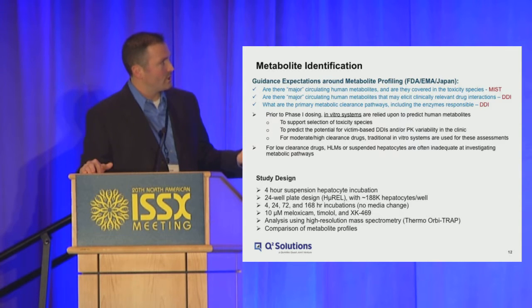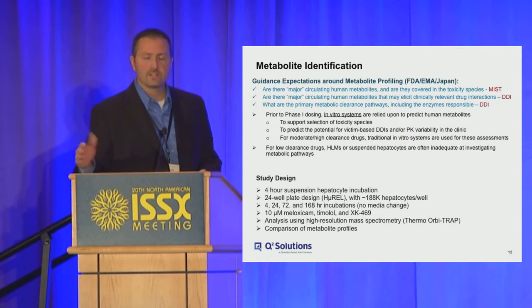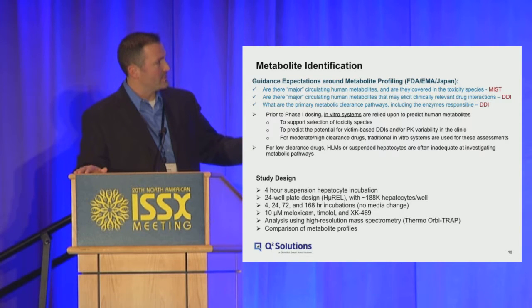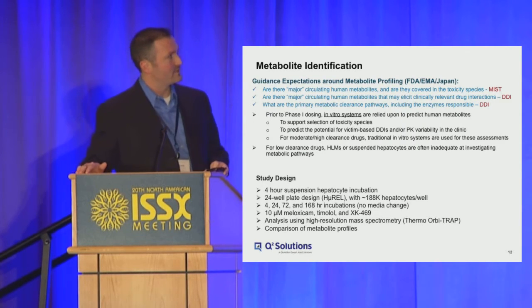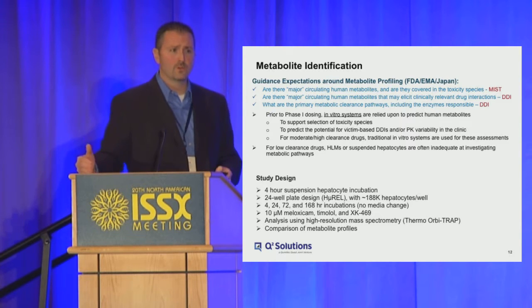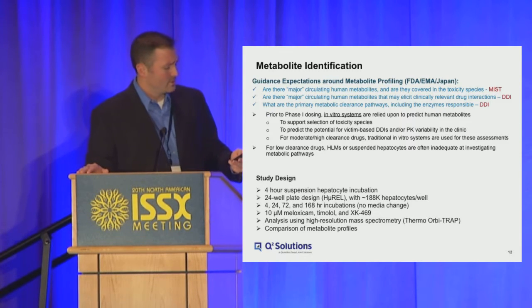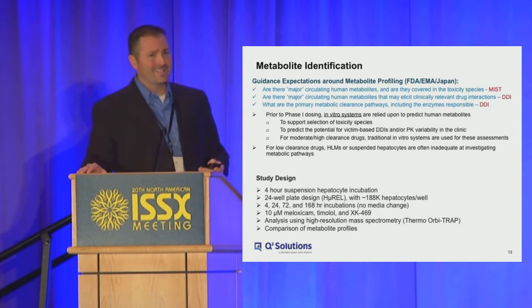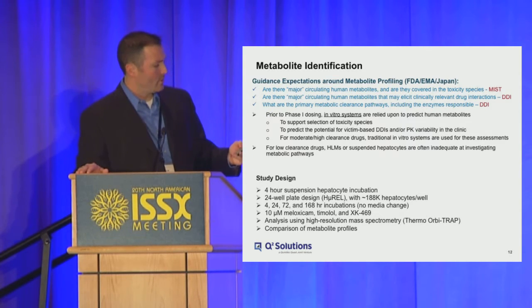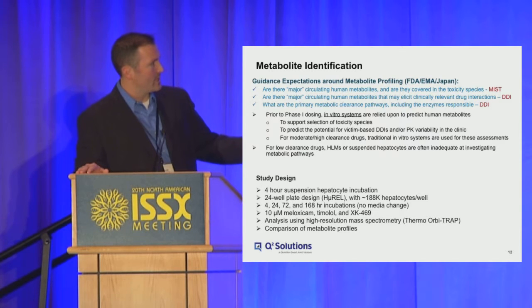So prior to phase 1 dosing, we really rely on in vitro systems for this, for the reasons I just outlined. But again, for low clearance compounds, these conventional systems, microsomes and suspended hepatocytes, really have become inadequate, not just for generating metabolites, but also for doing cross-species comparisons. So a study that we very recently conducted, we have some data that I'm going to show you that's really about 2 weeks old, where we compared turnover and metabolite profile in a 4-hour suspension.